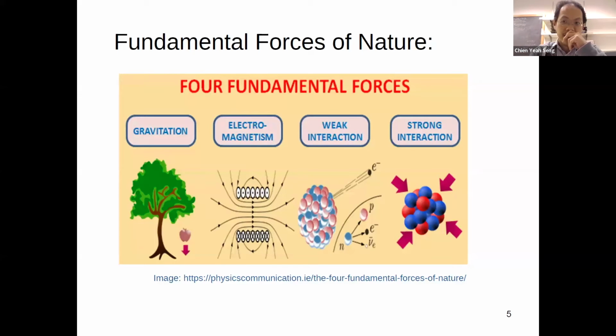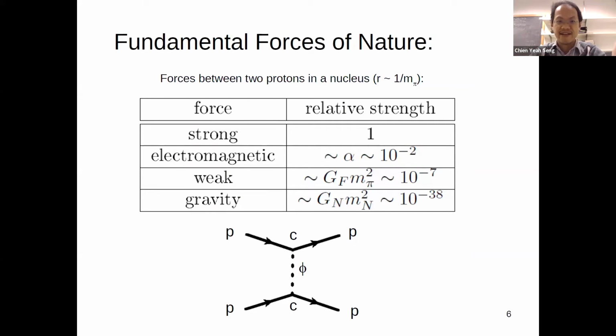These four forces have a hierarchy in terms of their strength. As you know very well, if you normalize the strength of the strong force to 1, then the electromagnetic force is about 2 orders of magnitude smaller, the weak force is 7 orders of magnitude smaller, and gravity is 38 orders of magnitude smaller.